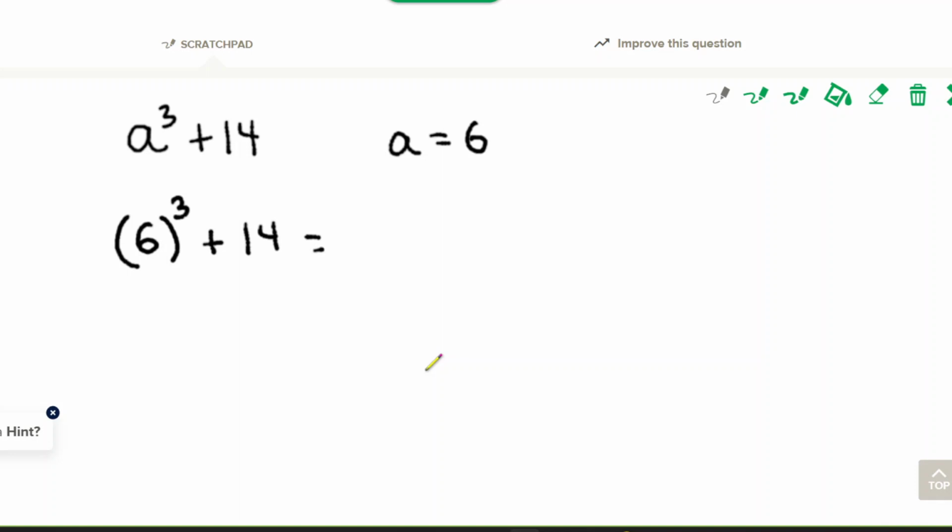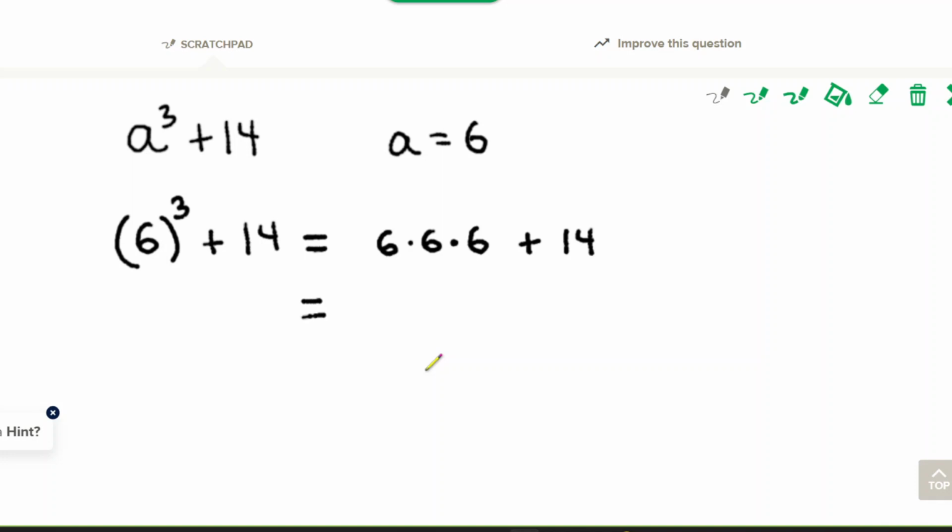Now, remember your order of operations. You do exponents before multiplication and division, and then before addition and subtraction. And we're going from left to right. So the first thing I'm going to do is this 6 to the 3rd power. Now remember, 6 to the 3rd power means 6 times 6 times 6. All right, so you could write it this way if you wished. And then, of course, I still have the plus 14 after.